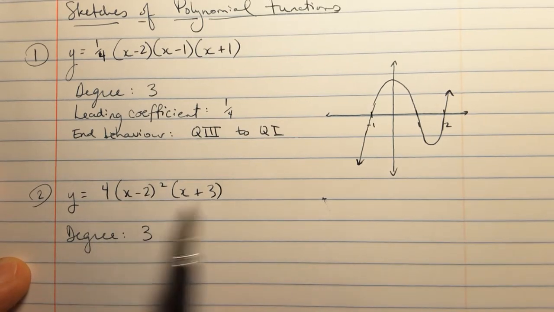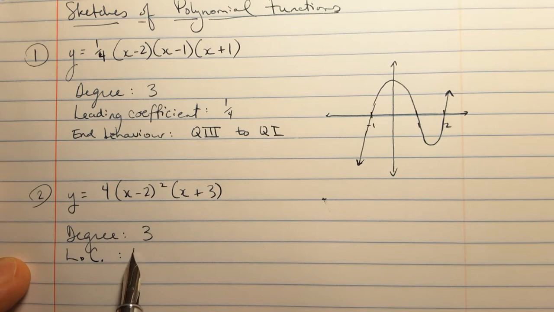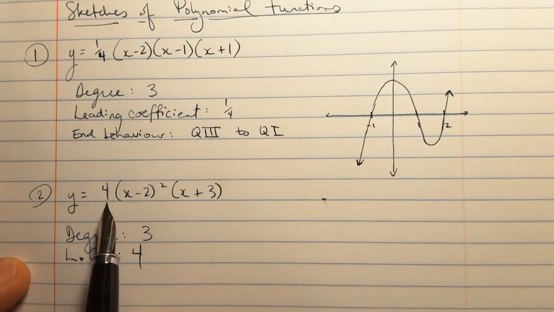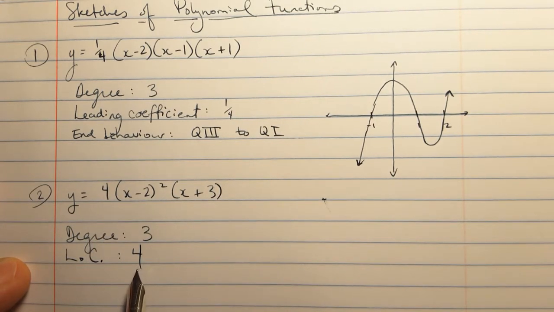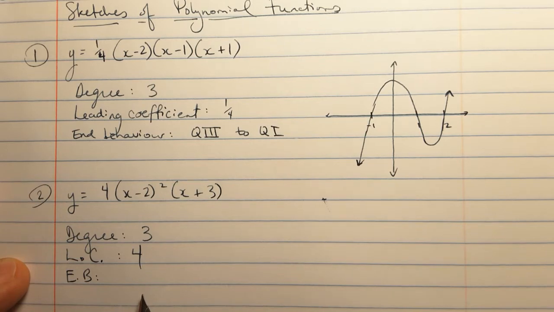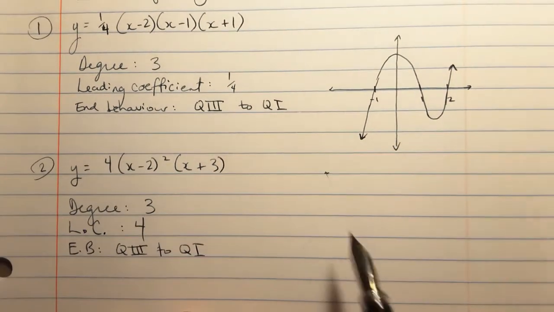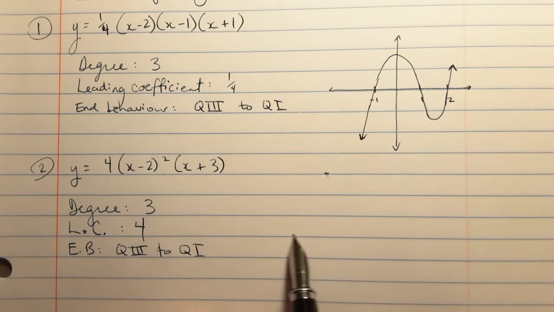If you're not sure about that, go ahead and multiply this all out, and you'll find when you get to standard form that you do have a degree 3 polynomial. The leading coefficient is 4 in this case, right there. That's a positive number. So once again, we're going to have the same end behavior. We're going to start in the bottom left and end in the top right, starting in quadrant 3 and ending in quadrant 1. Alright, but this graph will look a little bit different. Let's start sketching it out.